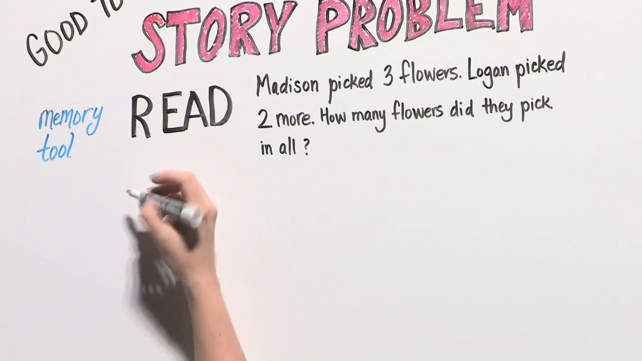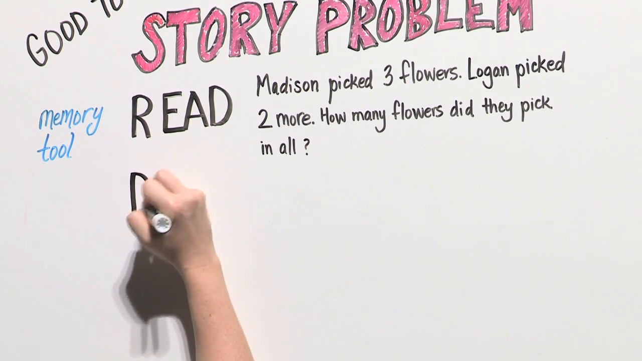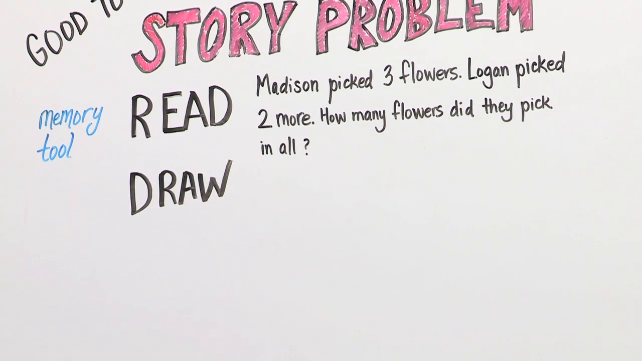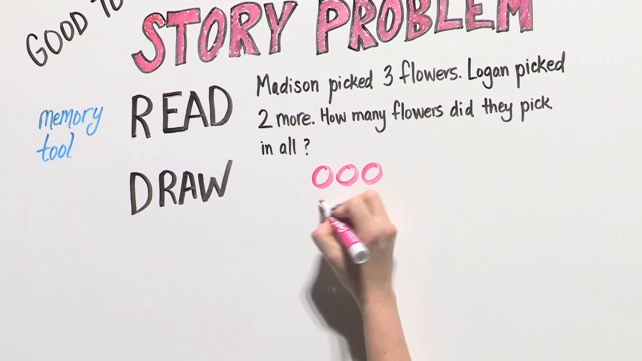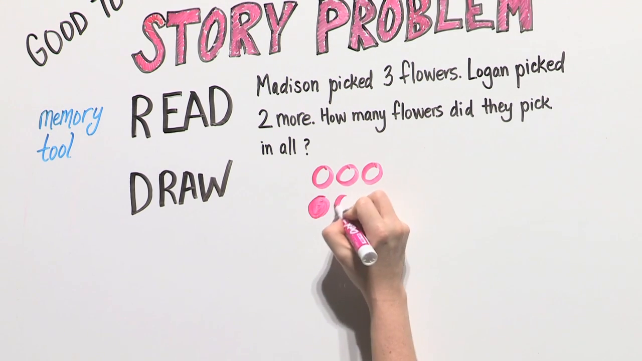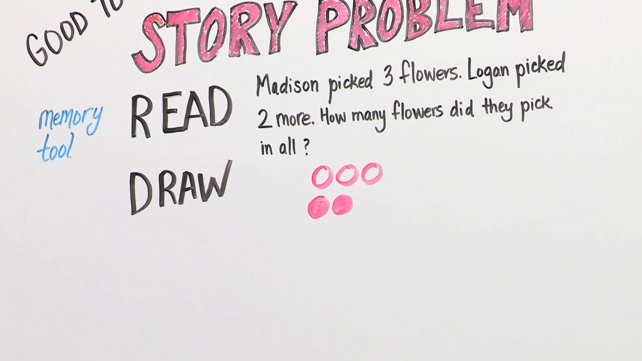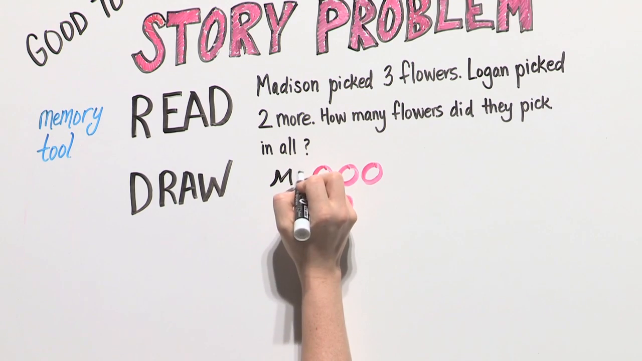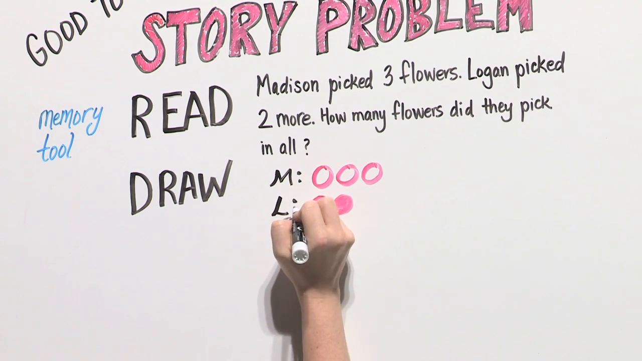Next, we draw. Your child will use simple math drawings instead of drawing pictures. For 3 flowers, draw 3 open circles. For 2 flowers, draw 2 closed circles. Don't forget to label your drawing, M for Madison and L for Logan.